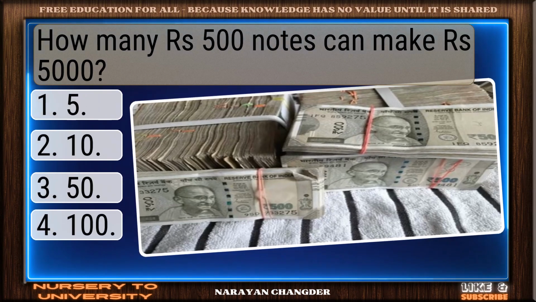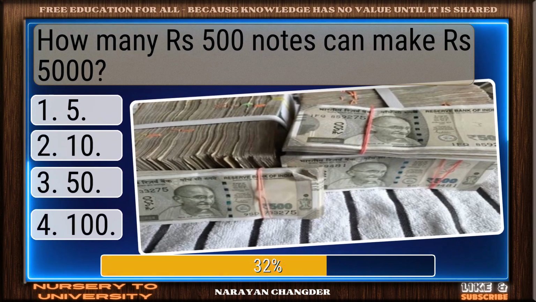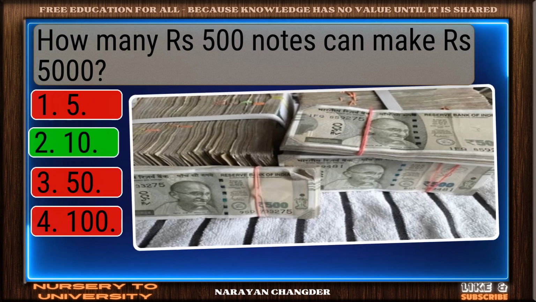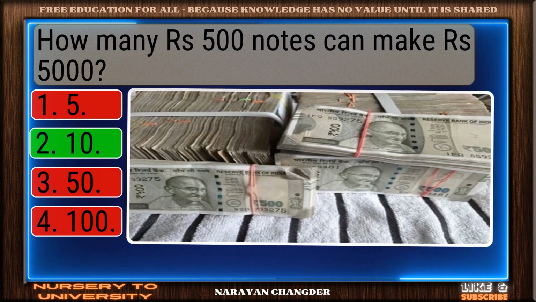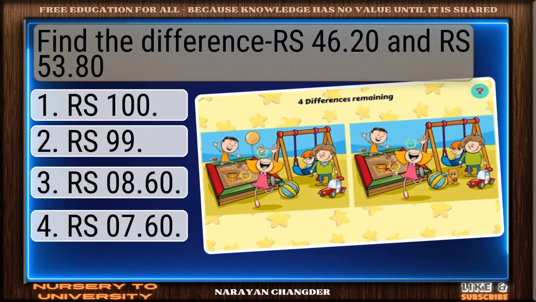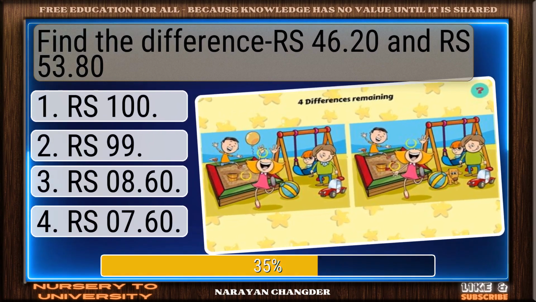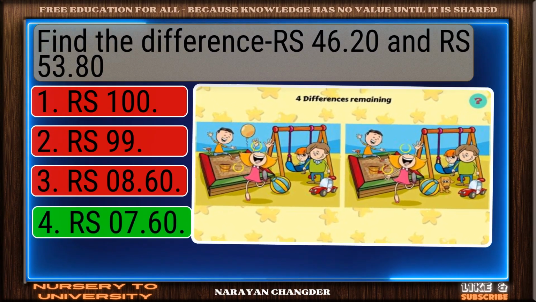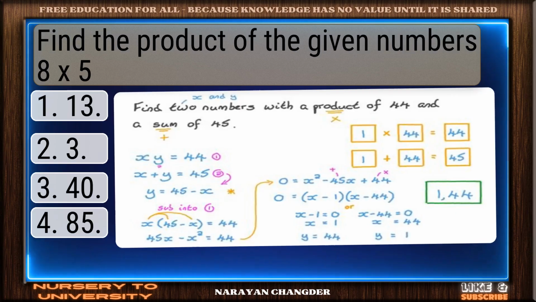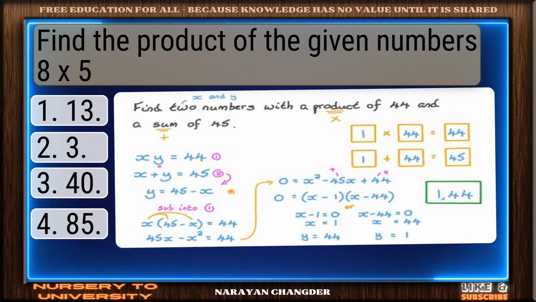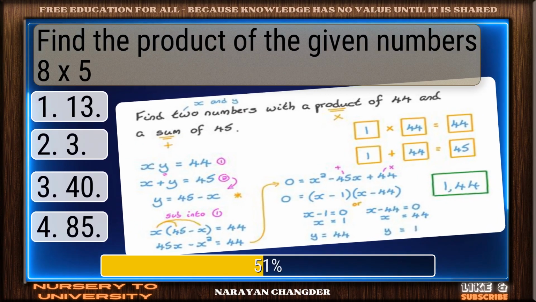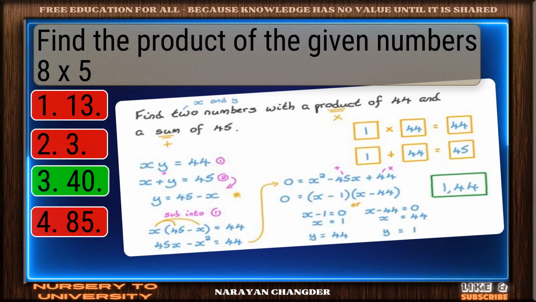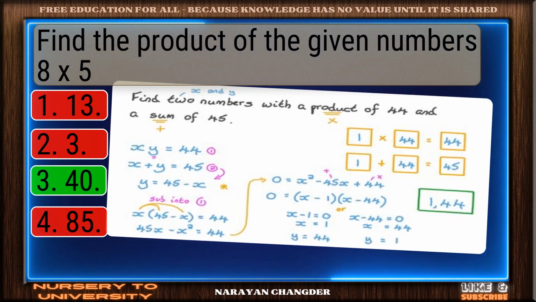How many Rs 500 notes can make 5,000? Well done. 10 is the right choice. Find the difference Rs 46620 and Rs 53. On track. Rs 760 is the correct answer. Find the product of the given numbers 8x5. Valid point. 40 is true.